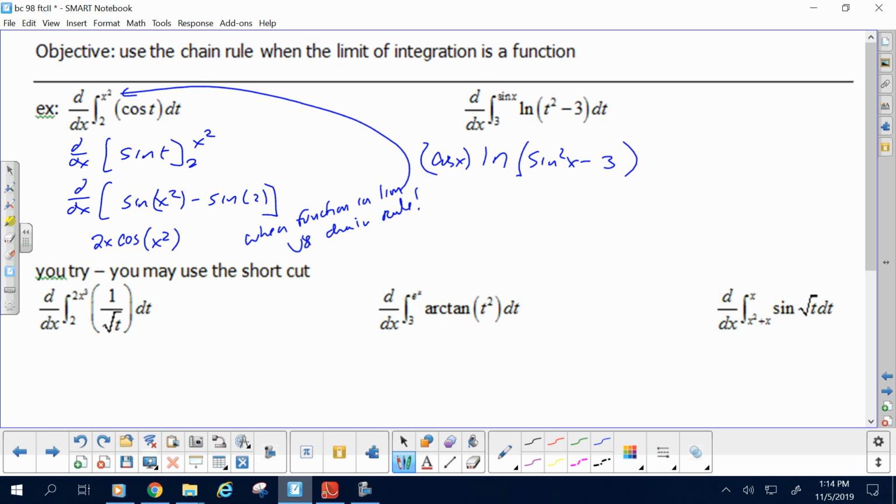Cool. Okay. Trying to think about this one. 1 over 2x cubed, times the derivative of the inside. 6x squared. Okay.